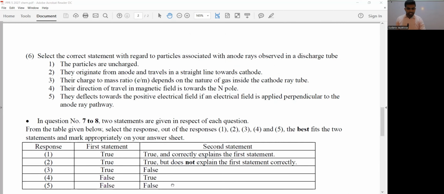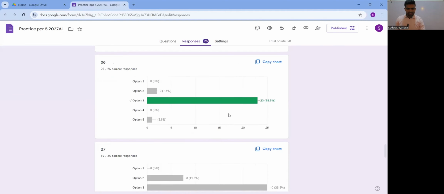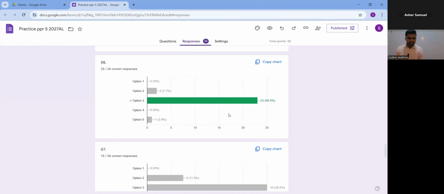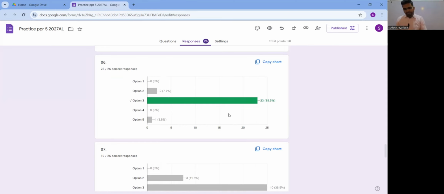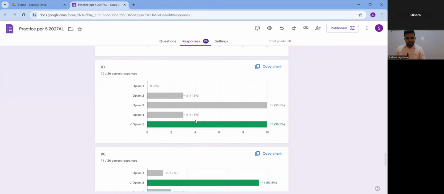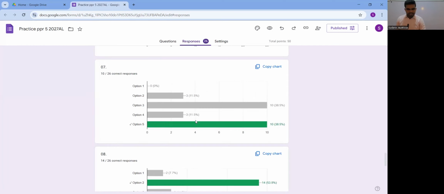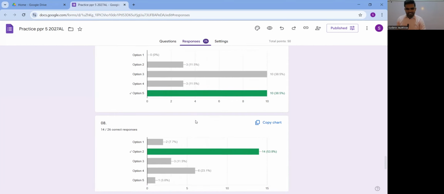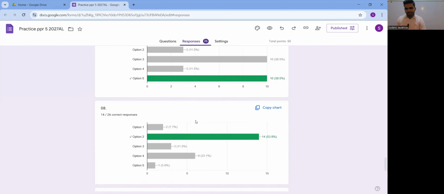Right, so now we are going to focus. I forgot to see how many of you got the correct answer for the sixth one. Yeah, 23 of you got the correct answer. That's very good. See the seventh one, you got 10, kind of divided. That's why I like these questions. I don't like that you are getting them wrong.